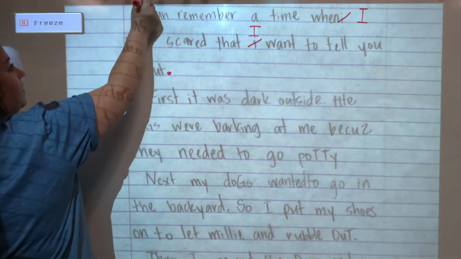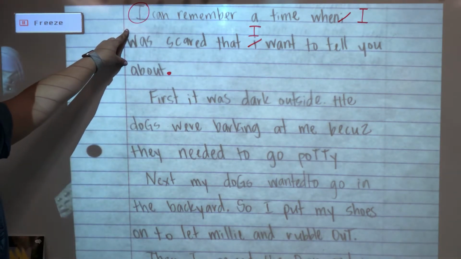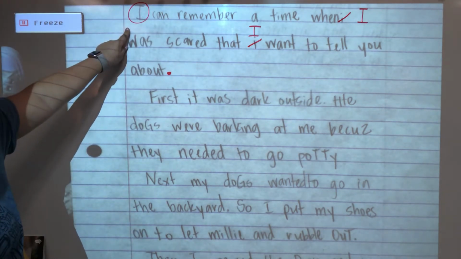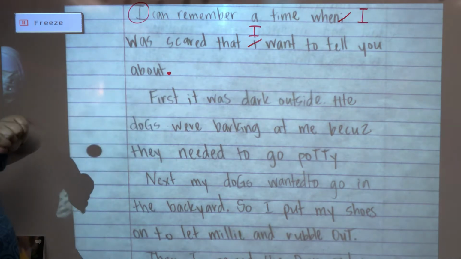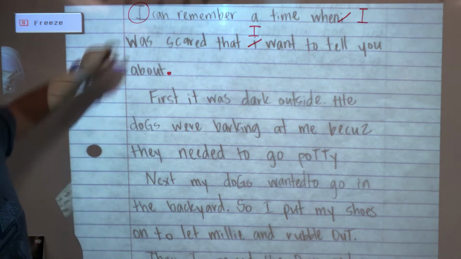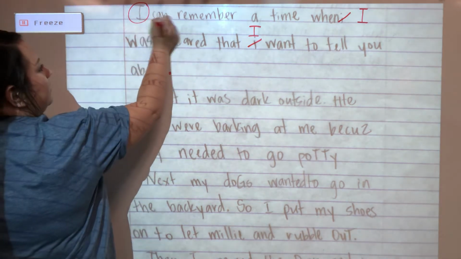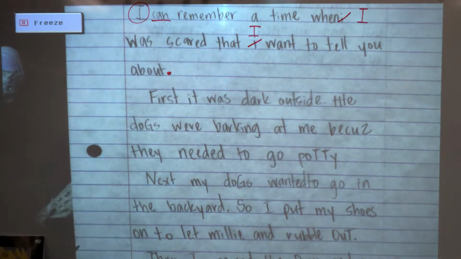When I have a period, I also want to check and circle my capital letter to make sure I'm starting my sentence with a capital letter. So I have a capital letter at the beginning, a period at the end. Let's make sure that I have a subject and a verb. Who is this sentence about? Sentence is about I. What did I do? I can. So I'm going to make sure that I have a verb too. And I think that that sentence, I have corrected all of my mistakes.